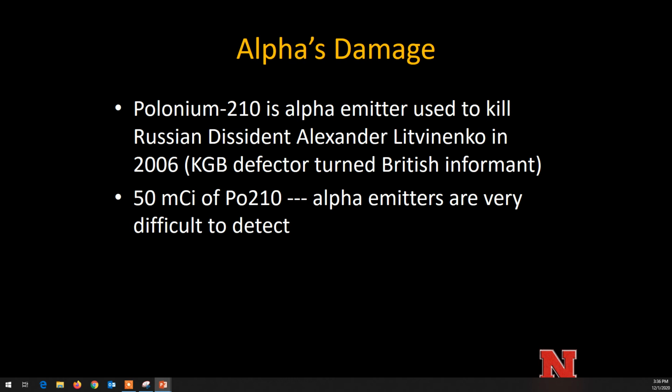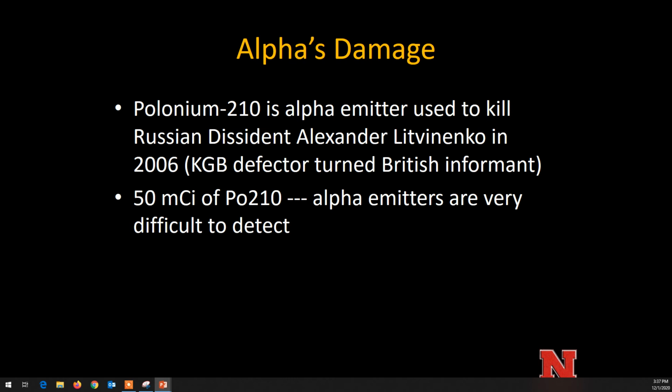So polonium-210 is an alpha emitter. It was used to kill a Russian spy, Alexander Litvinenko, in 2006. He was a KGB defector turned British informant. 50 millicuries of polonium-210 was all that was needed.